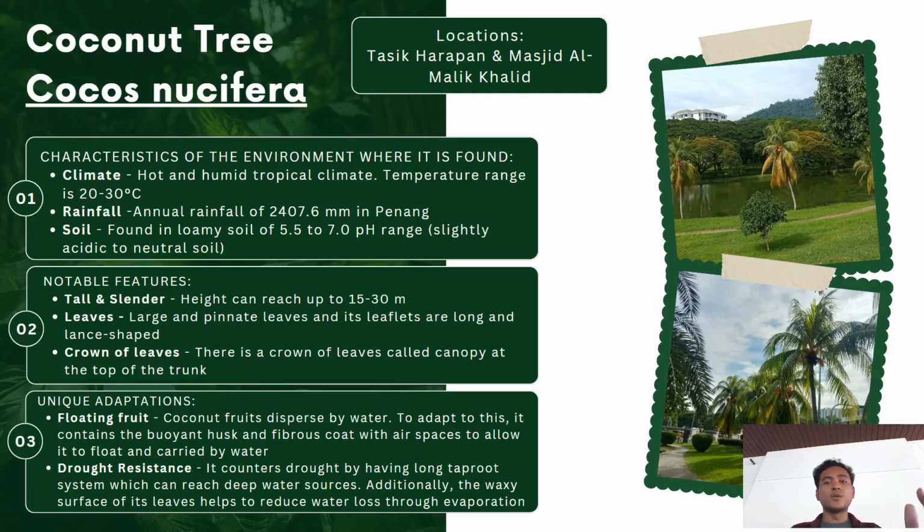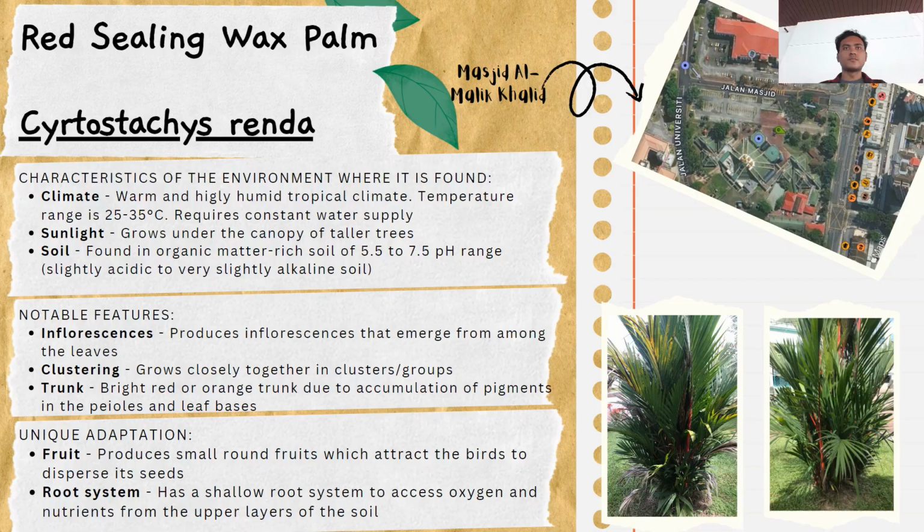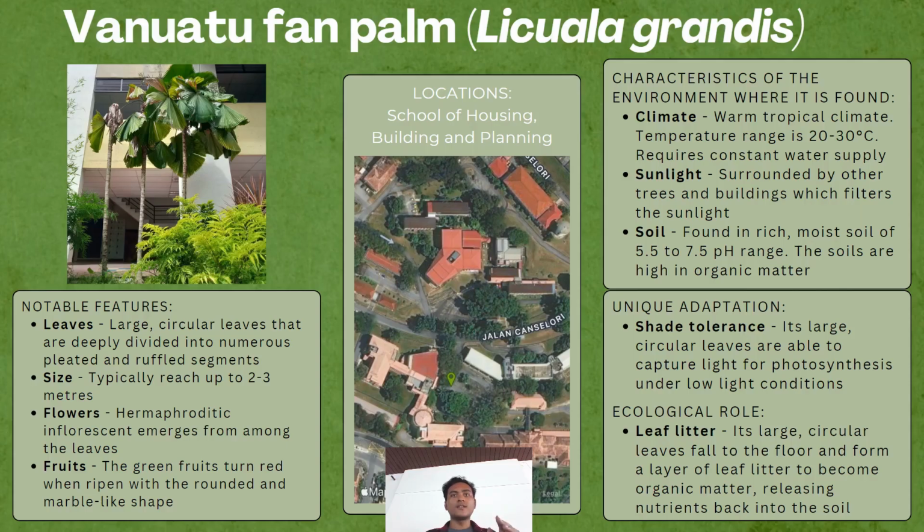Alright, the first example we have here is the coconut tree, or according to its scientific name, Cocos nucifera, which can be found at Tasik Harapan and Masjid Al-Malik Khalid. Next, we have Areca catechu, commonly known as betel nut palm, located in Uptown, USM. After that, we have the red sealing wax palm, Cyrtostachys renda, which can also be found at the Masjid Al-Malik Khalid. We also have the Livistona grandis, or according to its common name, Vanuatu fan palm, which is placed at the School of Housing, Building and Planning in USM.